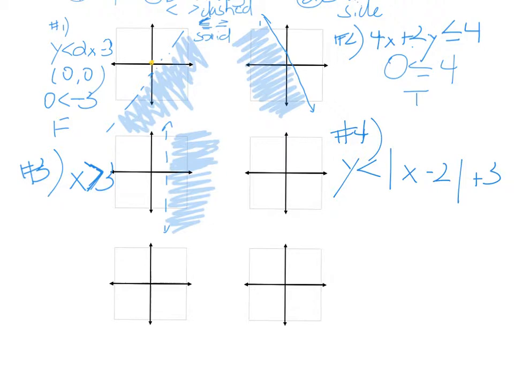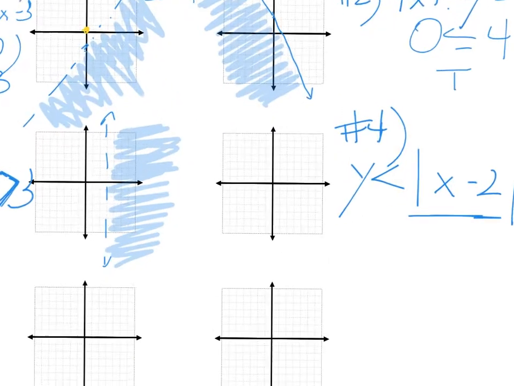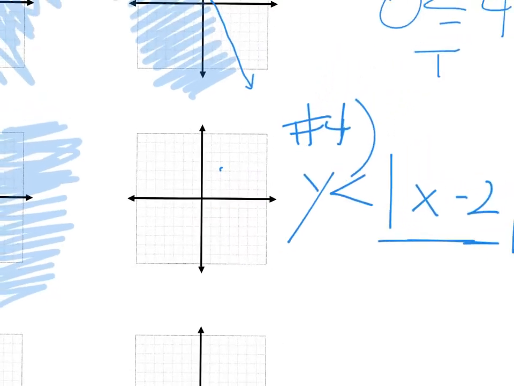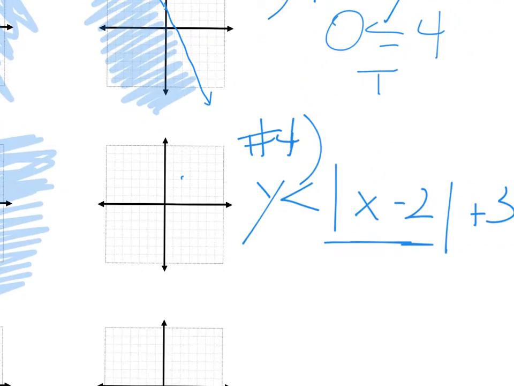Yes? Do you remember how to do this? To the right. You were right. No, it's okay. You don't have to do it in any specific order. Yeah, we're going to go to the right 2. 1, 2, and up 3. 1, 2, 3. There's our vertex. Okay? And this is an absolute value, so it's a V shape. So we're going to go up 1 and over 1, and it's dashed. Don't forget to dash it.